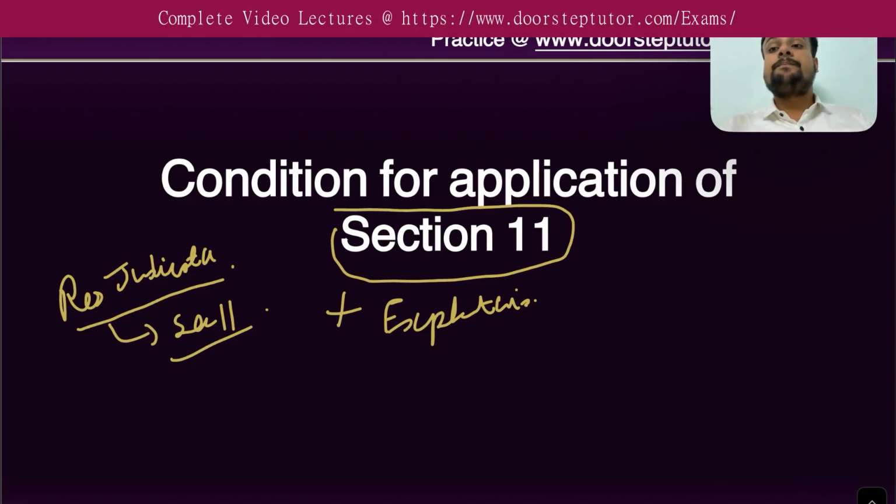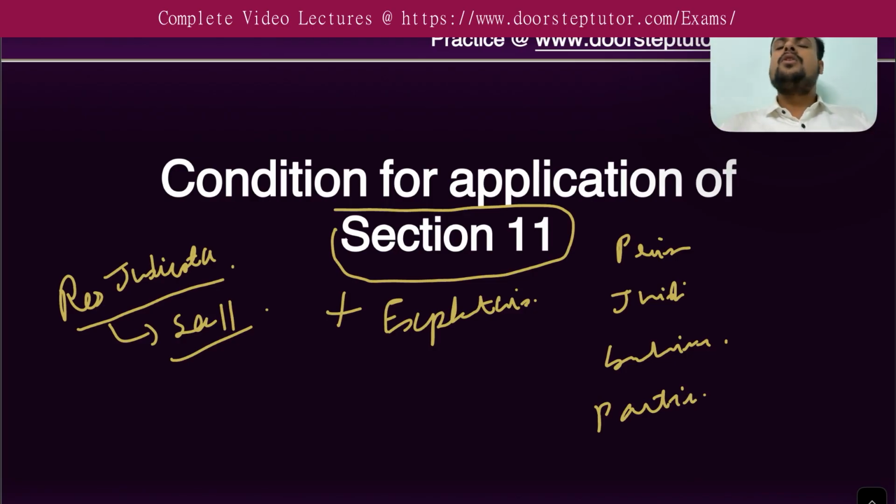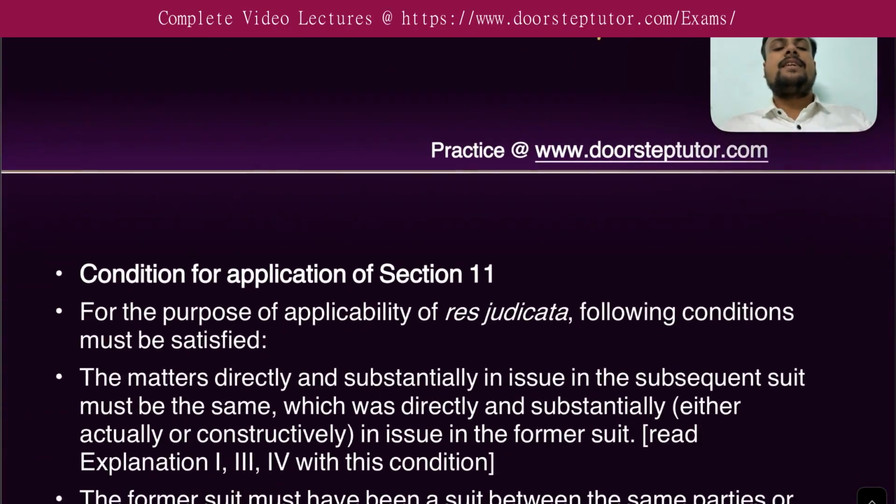Suppose there must be a previous suit. There should be a court which should have the jurisdiction. It should conclusively determine the rights. There should be parties who are bound by it, even their representatives. So all these conditions show when res judicata will be applicable. If these conditions are satisfied, res judicata will be applicable. If these conditions are not satisfied, res judicata will not be applicable. So let us discuss these conditions one by one.